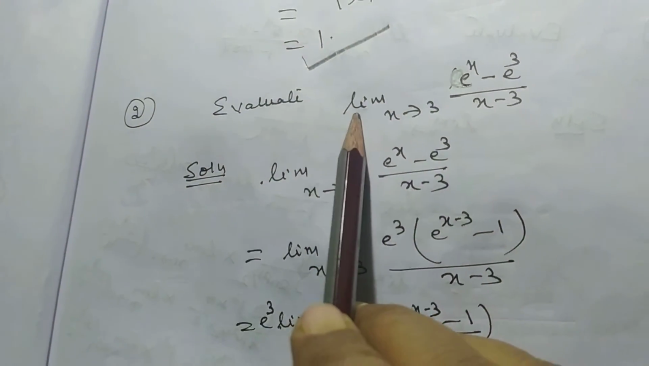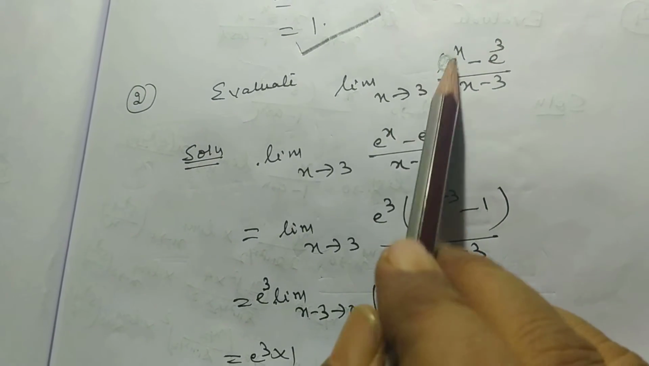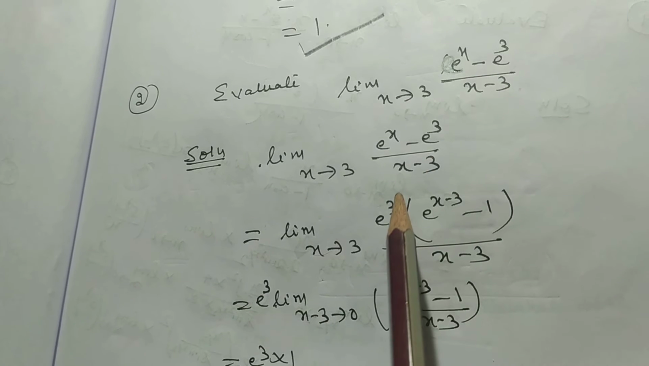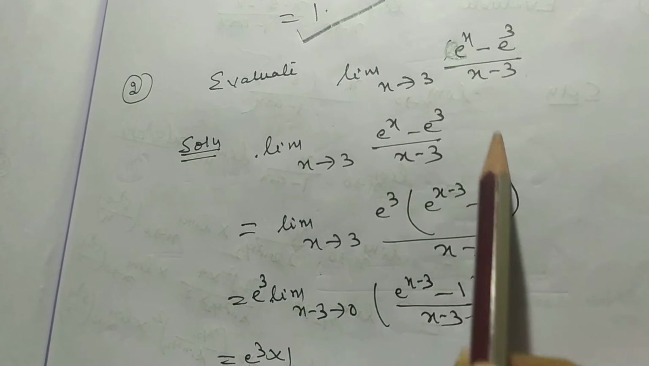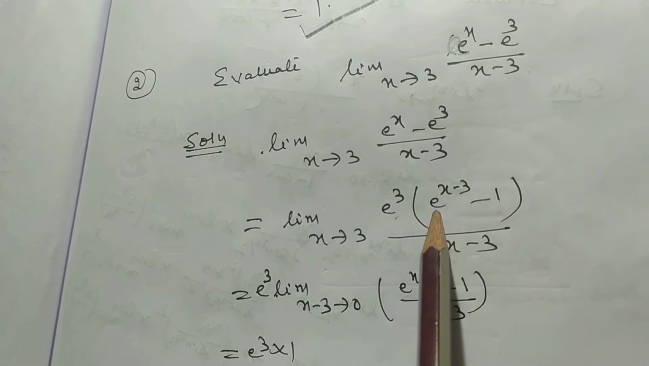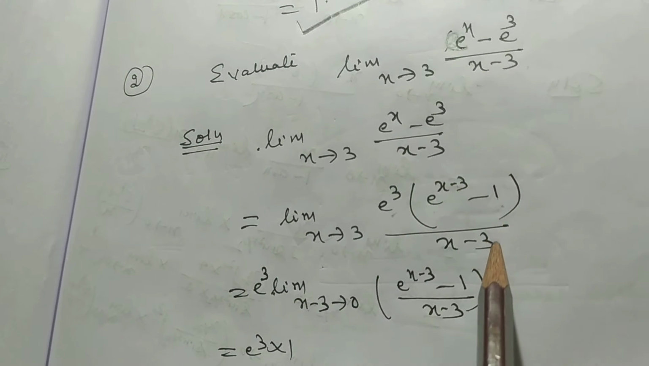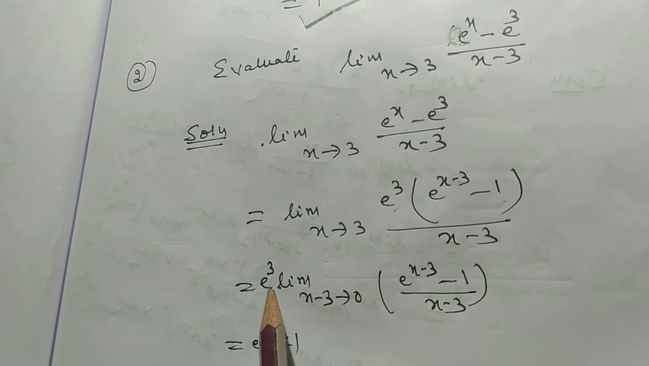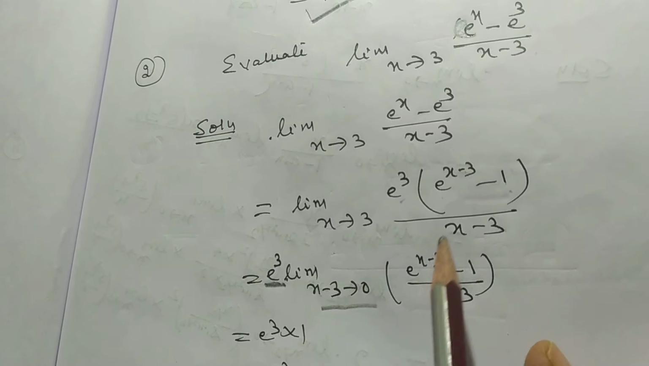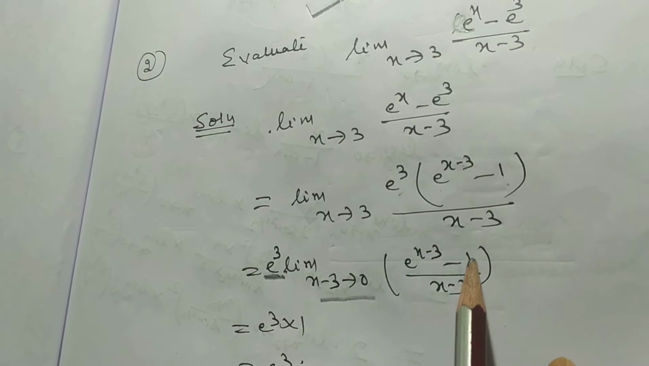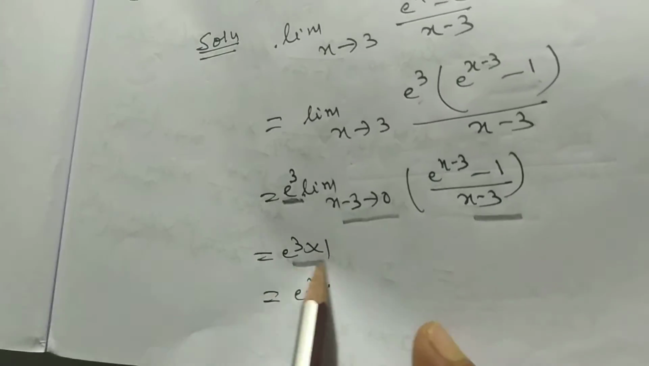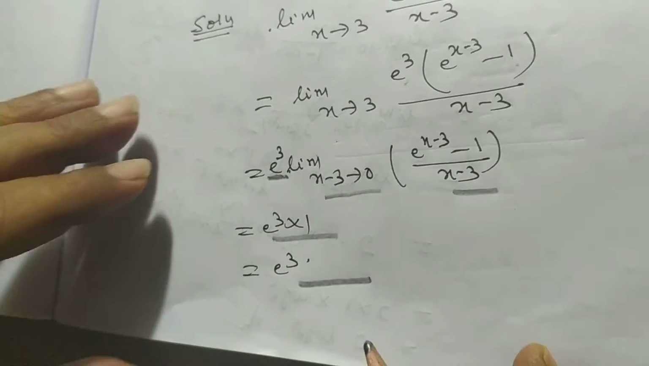Now, if you let limit x tends to 3, e to the power x minus e cube by x minus 3, we take common e to the power cube. So it will be e to the power x minus 3 minus 1 by x minus 3. So it will be e cube, limit x minus 3 tends to 0, e to the power x minus 3 minus 1 divided by x minus 3. So it will be e cube into 1, that is e cube.